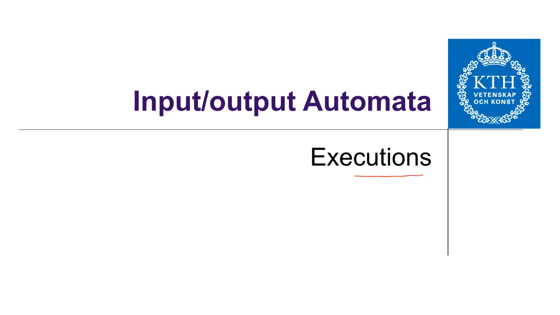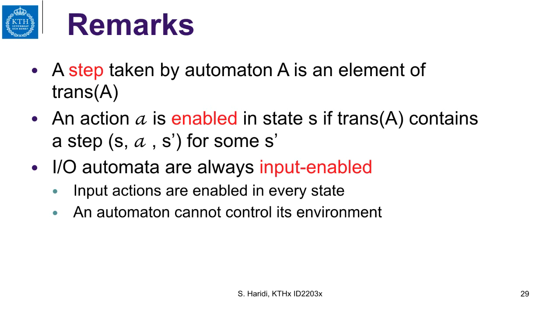We define now what is an execution of an input-output automaton. So let us remember what is a step, which is an element of the set of all transitions. A step taken by an automaton A is an element of this set of transitions. And as you remember, a step is a triple. We say an action is enabled in state S if the set of transitions of A contains a step where S is the state and A is the action. So this is the input state, and that's the action, for some output state S prime.